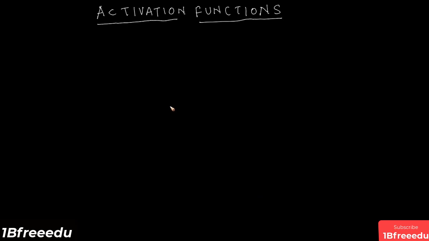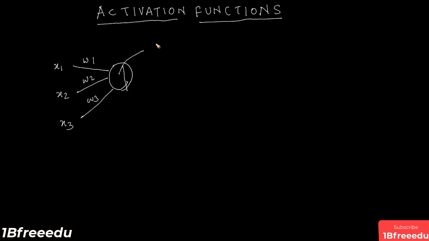So activation functions. What are activation functions? Let's see. Let's say we have this neuron. We have picked some random neuron from any layer. These are the inputs coming towards the neuron, x1, x2, x3, and these are the weights w1, w2, w3. Now what happens in this neuron?